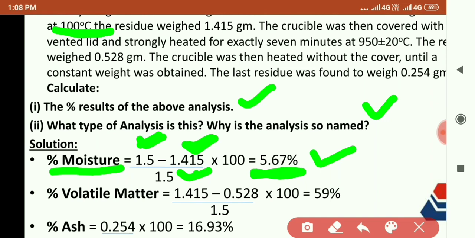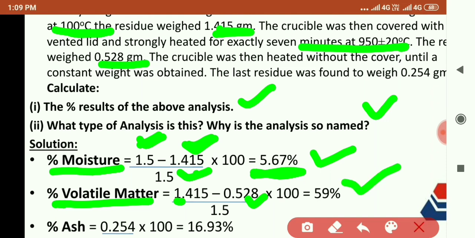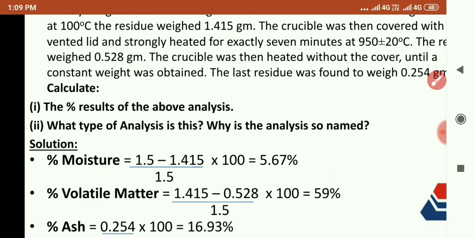Similarly, just after the removal of moisture content, it is strongly heated for exactly 7 minutes at 950 plus minus 20 degrees centigrade, and the weight was found to be 0.528 grams. So here you can see that when we determine the percentage of volatile matter, we have to take the first weight minus the second weight, like this one: 1.415 minus 0.528 upon 1.5, that is weight of the coal sample, into 100, and it gives 59% as the percentage of volatile matter.